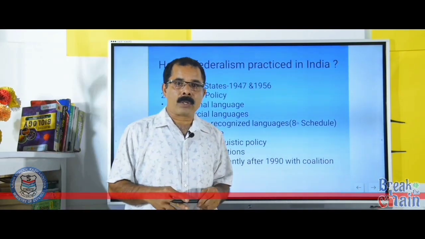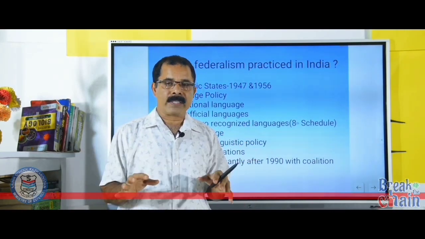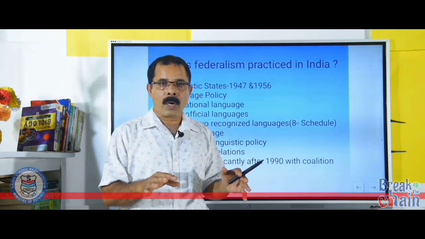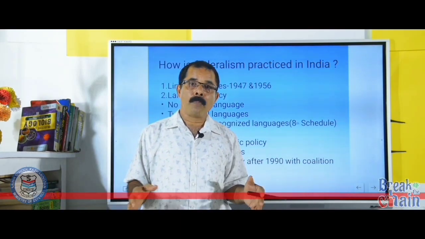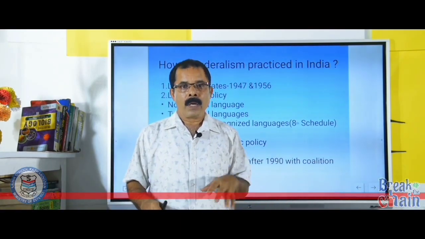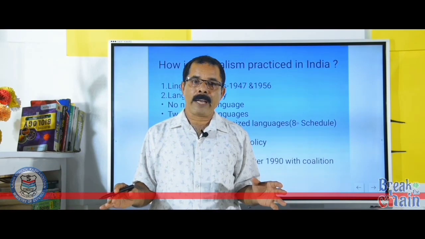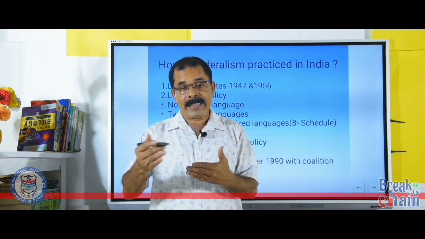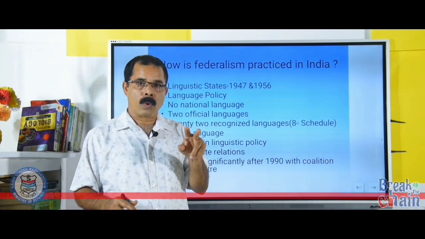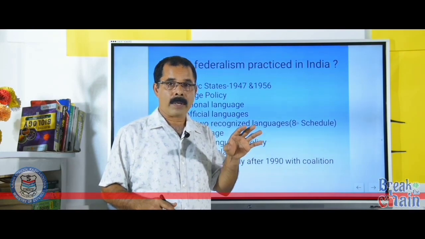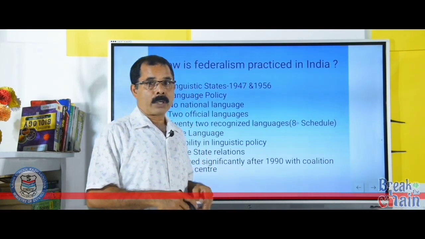Then they decided to go for 2 official languages. All government offices will have bilingual transactions. Any order which comes from the central government should be both in Hindi and English. Hindi speaking people can understand Hindi, non-Hindi speaking people will be able to understand it by reading that thing in the English language. So we decided to have 2 official languages, Hindi and English. That's how the regional differences were accommodated into our constitution.